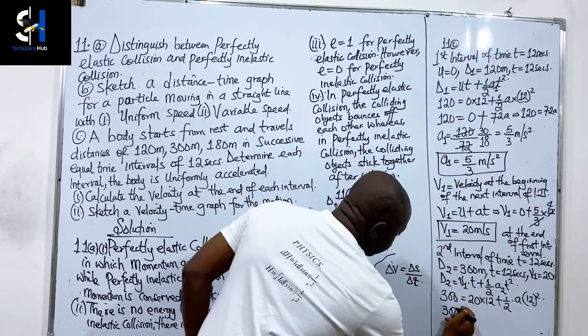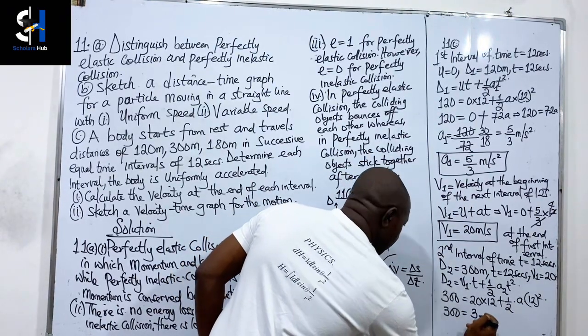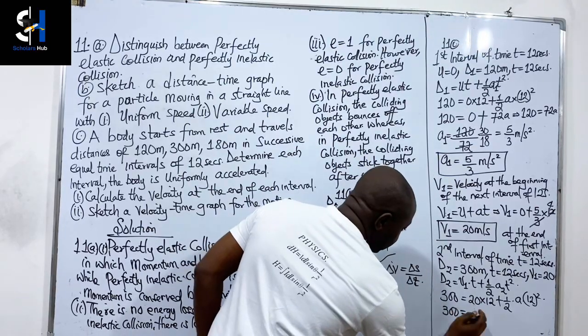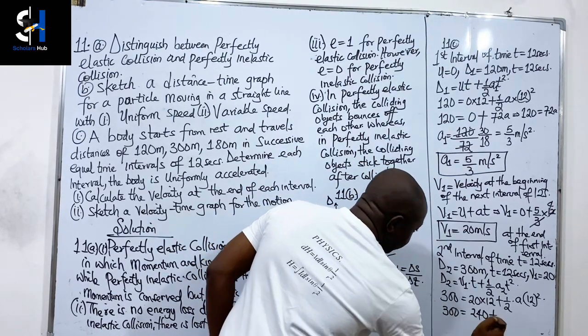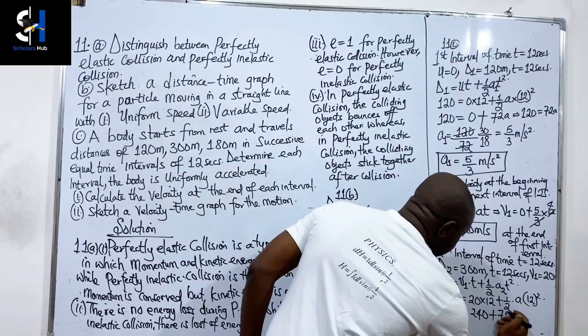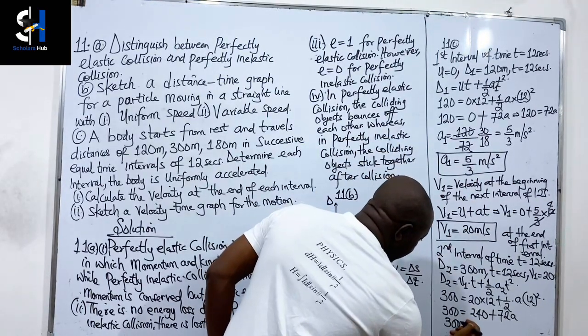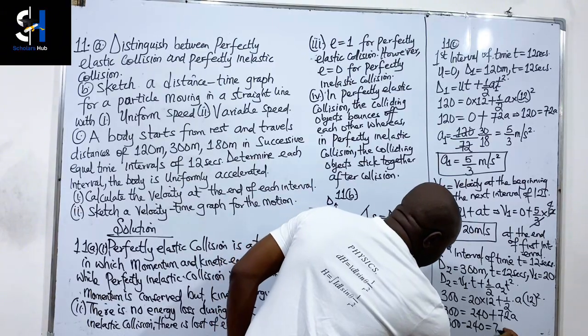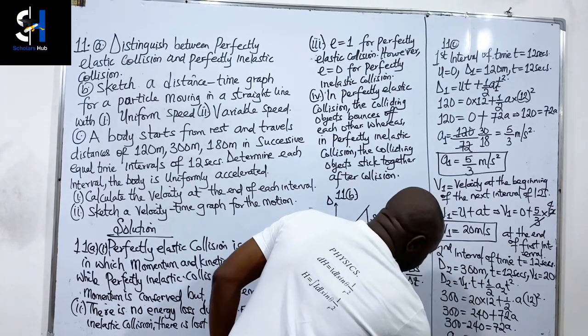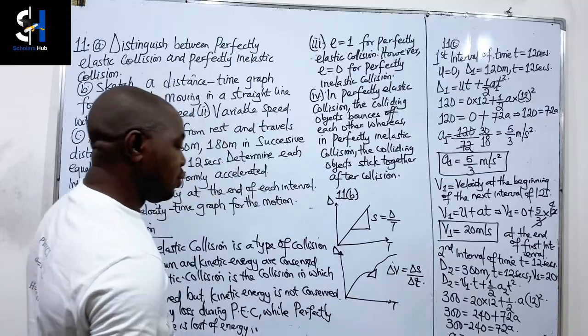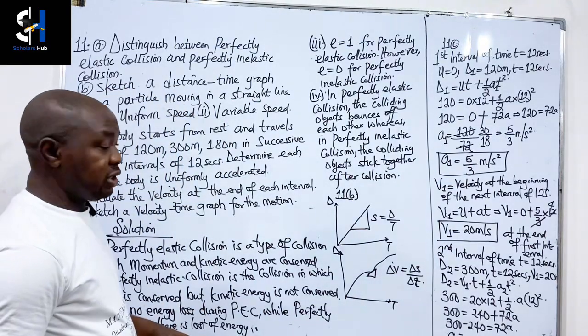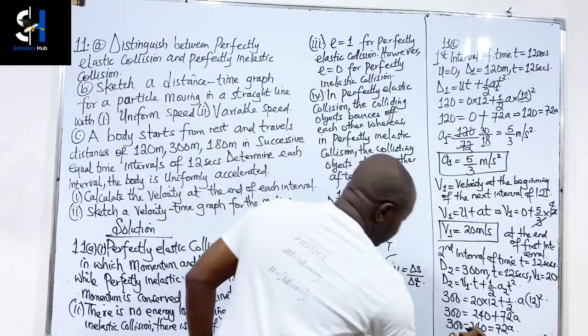This will be 300 equals 240 plus 72a. So 300 minus 240 equals 72a. So that a will be equal to 300 minus 240, that will be 60, 60 divided by 72.